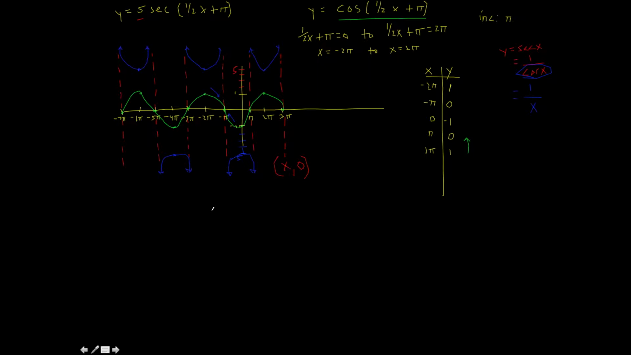Now, what would be the difference if instead of secant, this were cosecant? What would be the only difference in this graph if it were secant and cosecant? Well, for cosecant, instead of graphing the cosine function, you would be graphing the sine function. So this green function here that's graphed would be the sine function instead of the cosine function. That's the only difference in the way you're working these two problems.